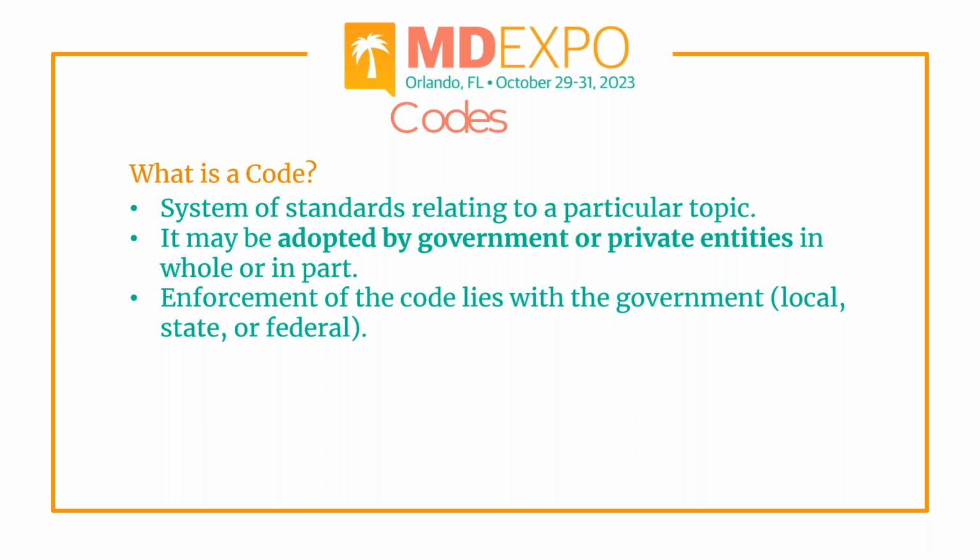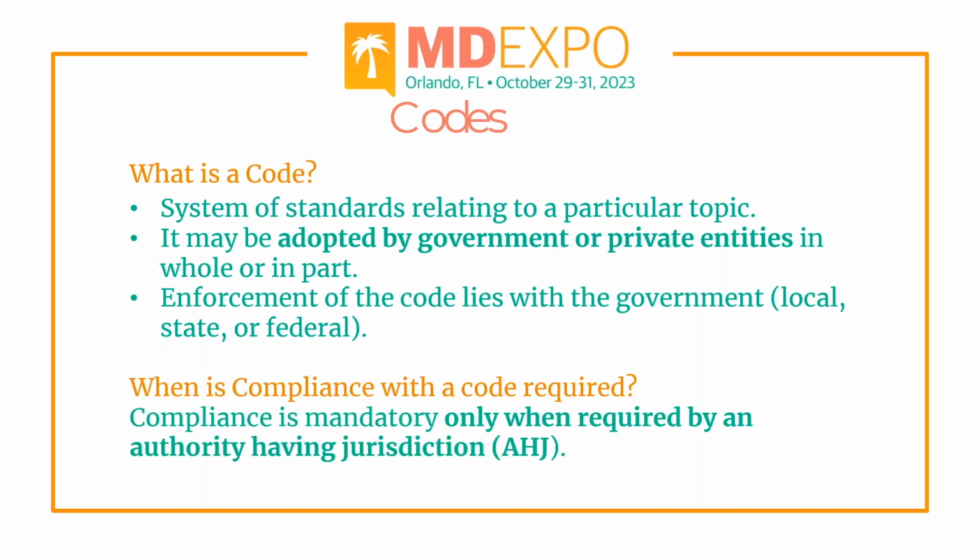And they're usually written in a way that they would be adopted by the government or a private entity. They can take the whole code, say, okay, we're going to follow it, or they may take parts or sections of it or modify it. And again, just like with standards, the enforcement of code lies with the government, whether it's local, like the city, county, whatever, state, and then the federal. And again, the compliance is only required if it's required by an authority having jurisdiction.